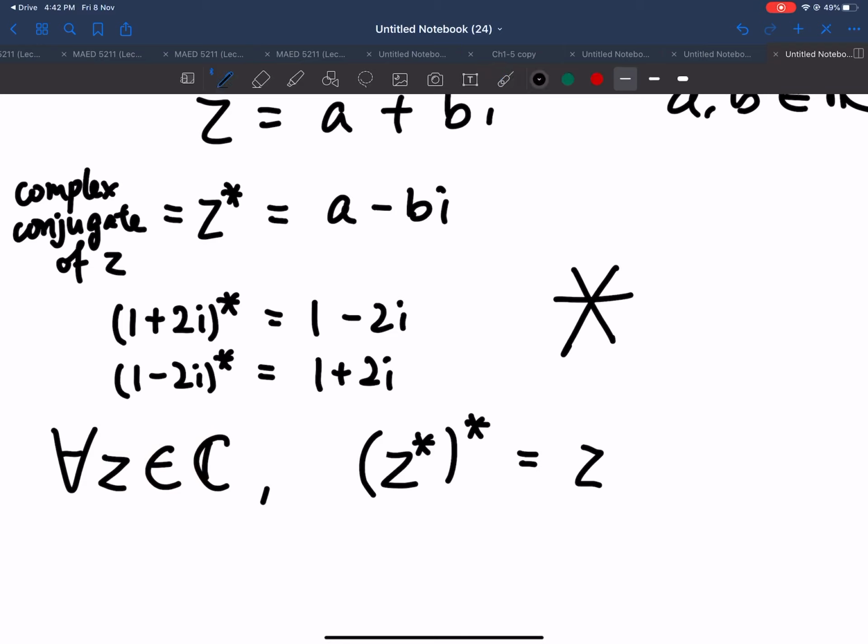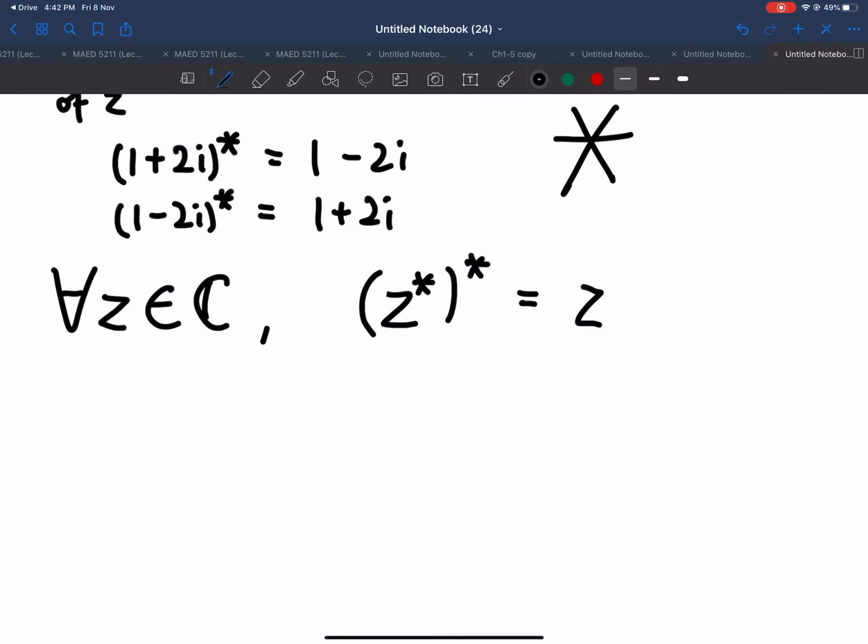Why so complicated? Because mathematicians don't want to write so many words. They are lazy, okay? So that upside down A is for all. This one symbol is for all. For all Z in C.